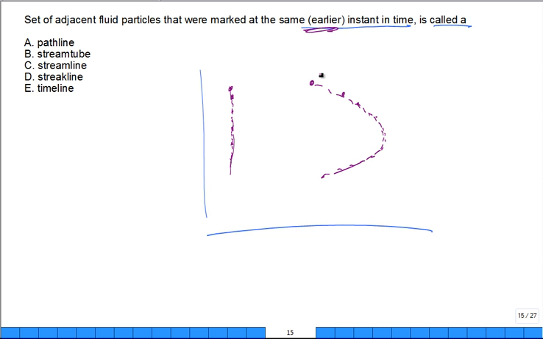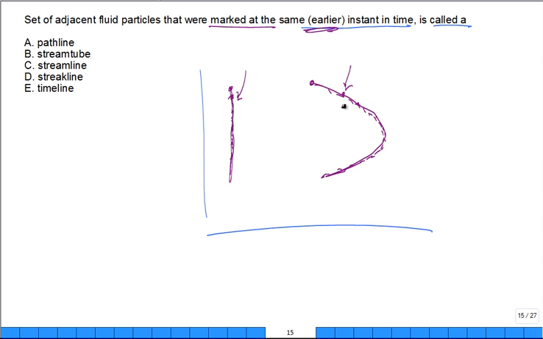So this represents a line. This represents a line of adjacent fluid particles. They were marked at some earlier time. There's the earlier time. So what is this called? Path line, streamline, streak line, streamline, timeline.